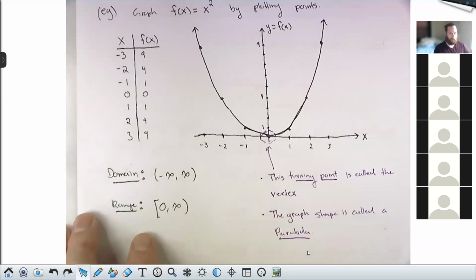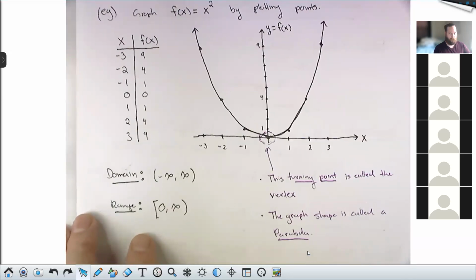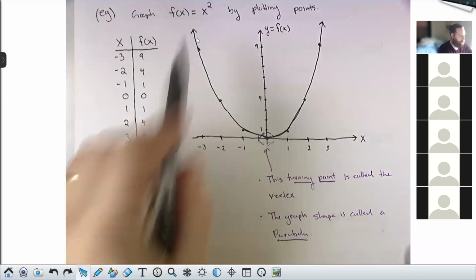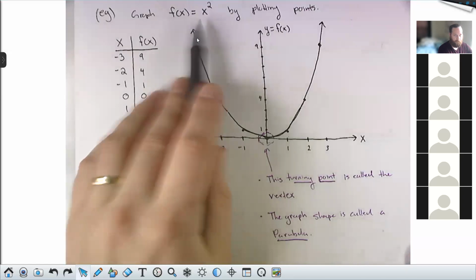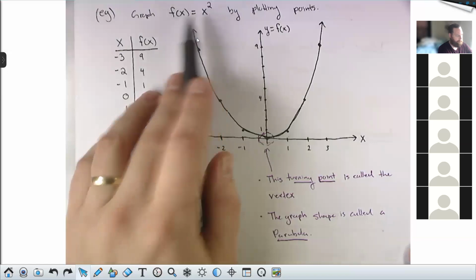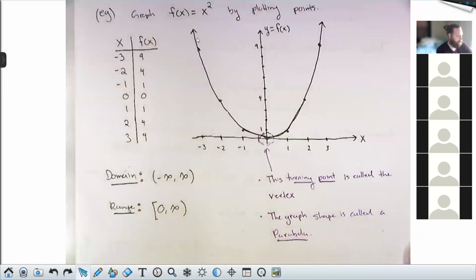So before we move on, let me come up here and show you how this thing can be written in vertex form. There isn't actually any work to do here. f of x equals x squared, I claim, is already in vertex form. I'll do this in blue.